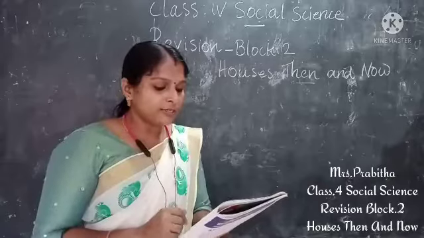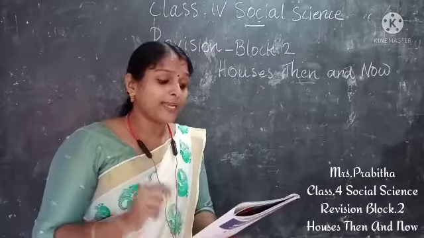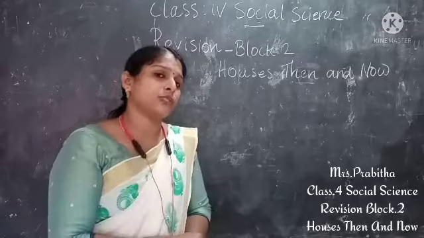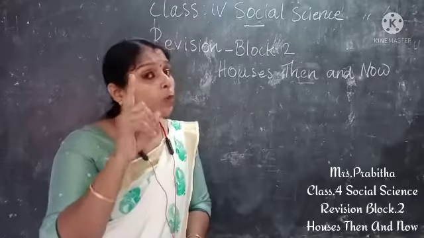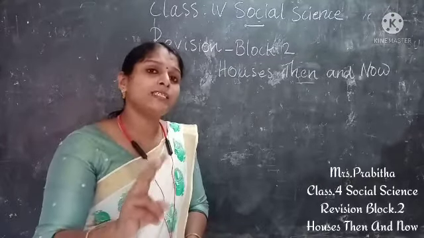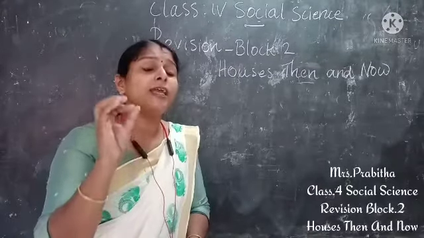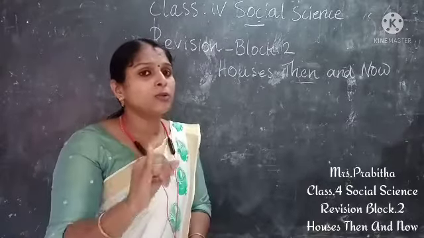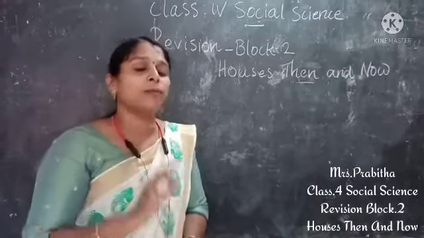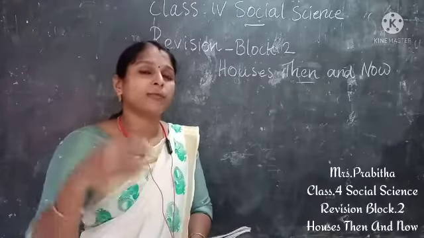Next question is, write two differences between a multi-story building and a single-story building. First we should know what single-story, double-story and multi-story mean. Single-story means only one floor. Double-story means two floors. Multi-story means more than two floors, many floors, just like a flat or apartment.